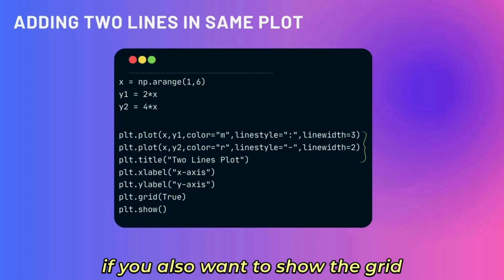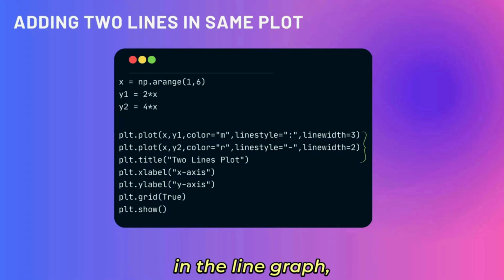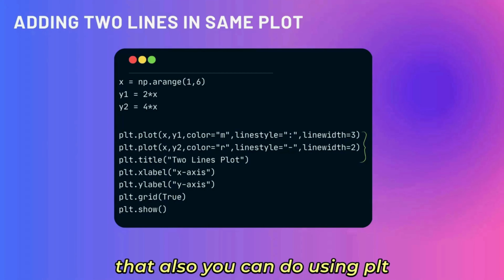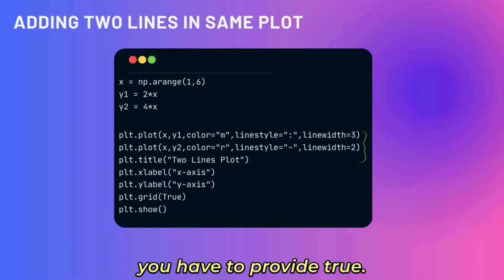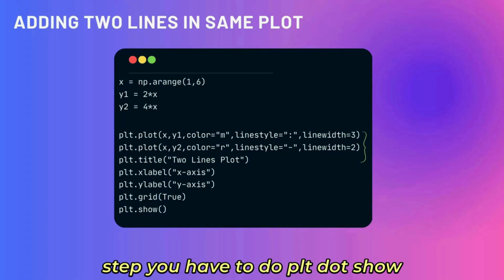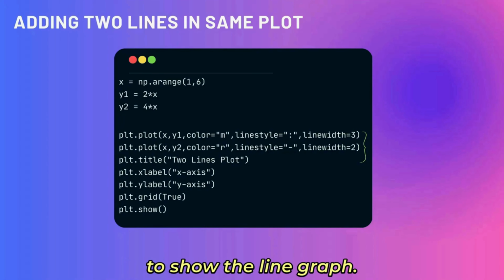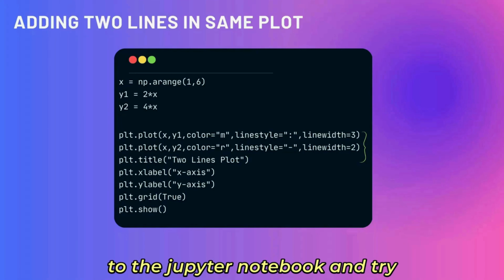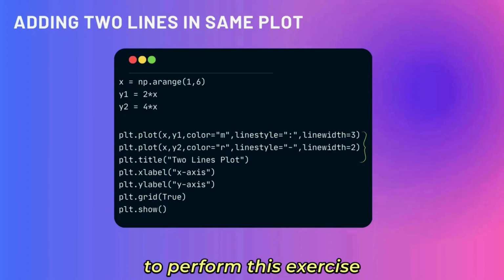If you also want to show the grid in the line graph, that also you can do using plt.grid, and within bracket you have to provide true. And then obviously in the last step you have to do plt.show to show the line graph. Now again, let me go back to the Jupyter notebook and try to perform this exercise for better understanding.